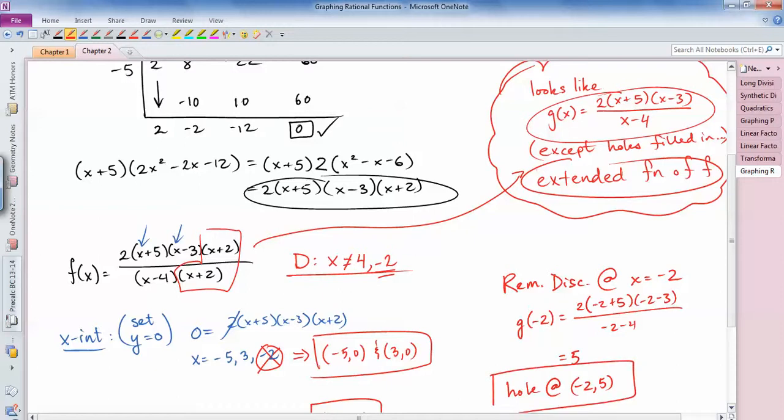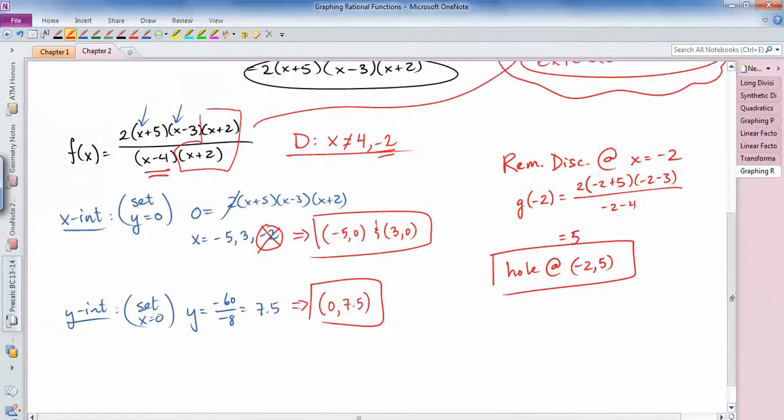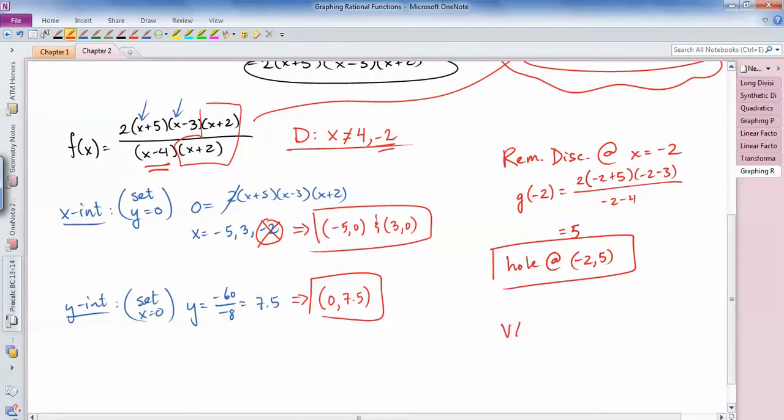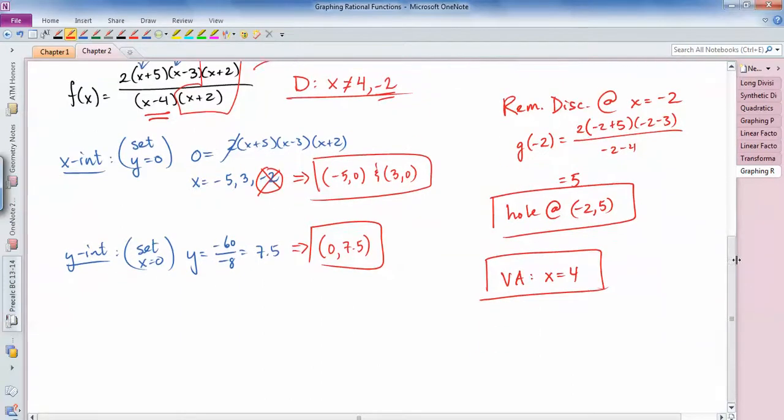So that's if we cancel the x plus 2's. The one that doesn't cancel, that's where we get our vertical asymptote. So vertical asymptote, x equals 4. And then the thing we have left to do is the end behavior asymptote.